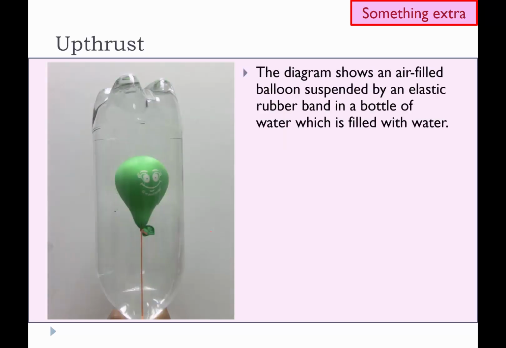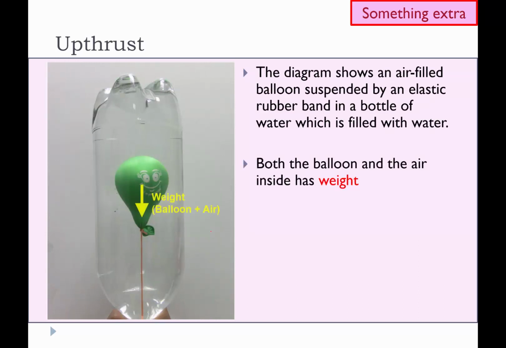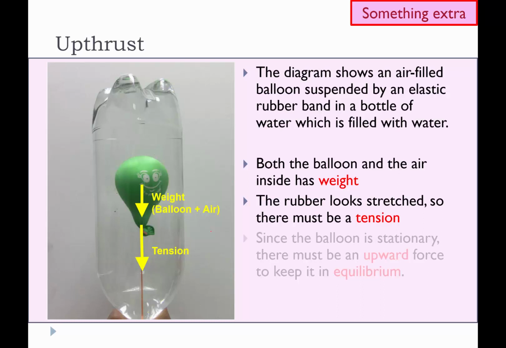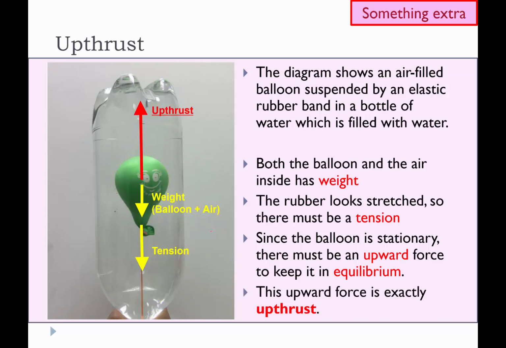So let's take for this example, I have a balloon, and there's also air inside. So both the balloon and the air inside must have weight. So weight is downward pointing. At the same time, we can see that the rubber band looks stretched, so there must be a tension. And tension is a pulling force, so it must be pulling the balloon down. So you can see that there are two forces acting downward, yet the balloon seems to be floating. And what's the reason? The reason must be because there is an upward force to keep it in equilibrium, and this upward force is essentially the upthrust.